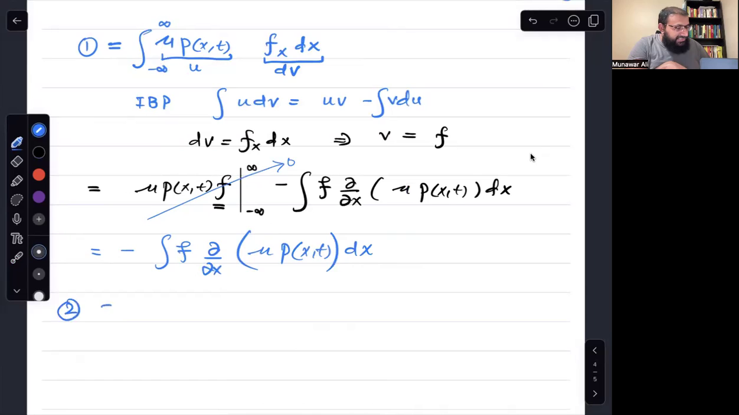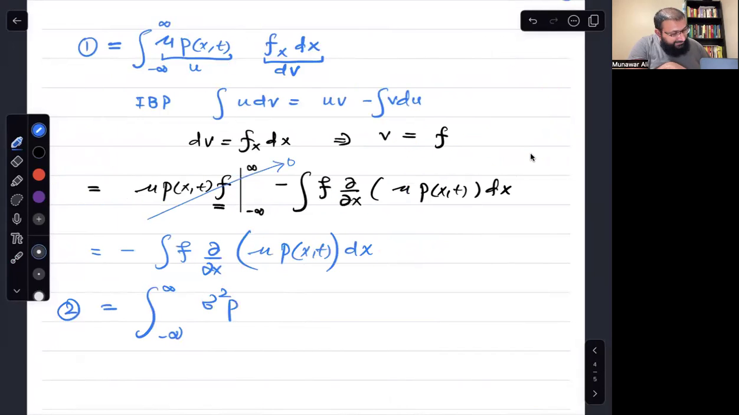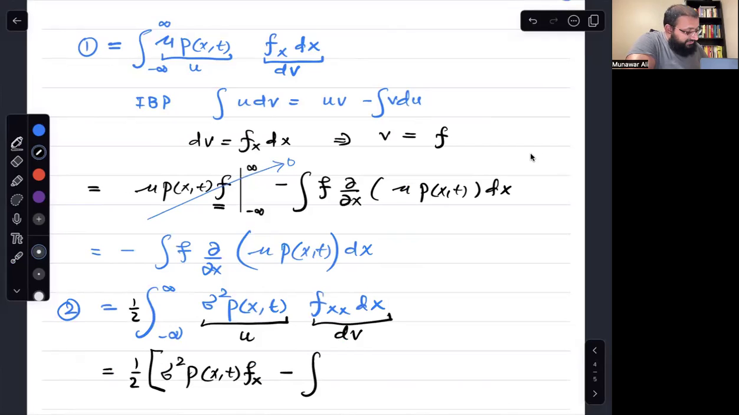Similarly, I can compute my second term. My second term is the integral from negative infinity to infinity of, I think it's sigma squared, I will write sigma squared p of x,t and f_xx dx, and I will do the same thing. I will consider this thing to be my u and this thing to be my dv, and I'll apply integration by parts. It would be uv, so sigma squared p of x,t, and if I compute v, that would be the first derivative of f, minus integral. There's, I think, 1/2 here, so there would be 1/2 out.